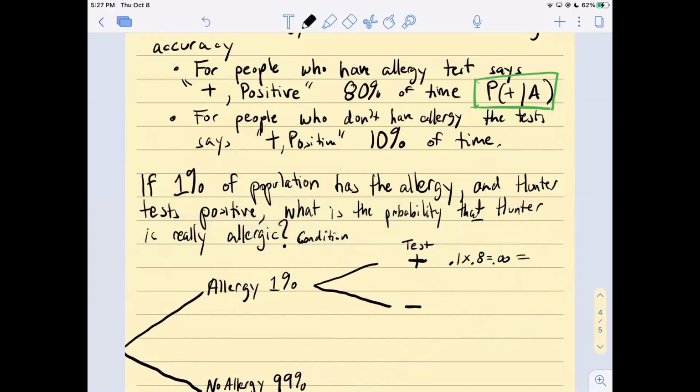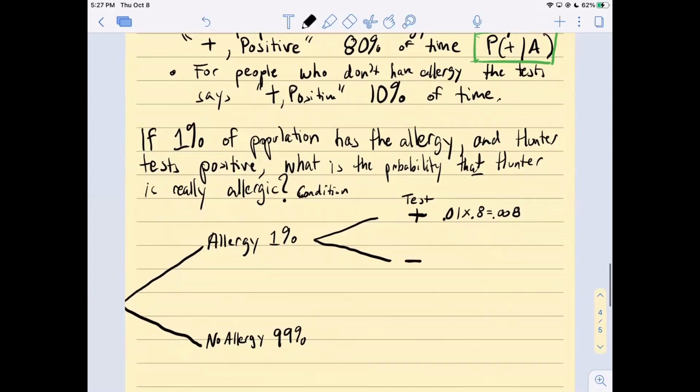Which equals 0.008. Wait, 0.1 or 0.1? I mean 0.01. Oh, 0.01, thank you. Okay, I'm just confused. 0.01, so we want to move two spots over, 0.008. So it's 80% of 1%, so it's 0.8% of the overall population who would have the allergy and then go for the test and get a positive result.